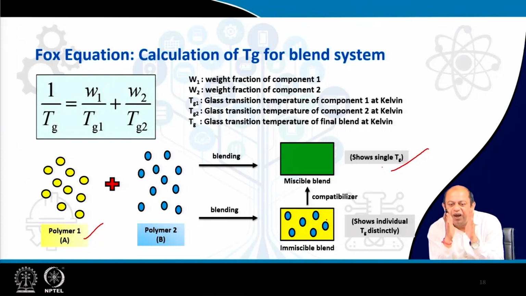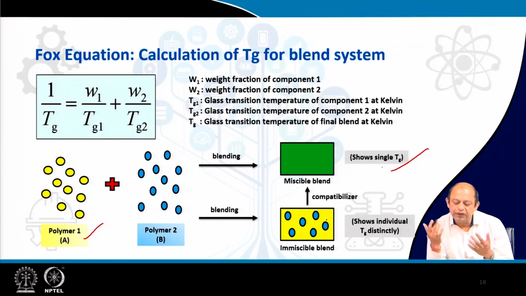Now, depending on how much the interaction is, suppose you try to make it more compatibilized, more miscible. How will it be reflected? Tg will try to come closer. One polymer has a low Tg, another has a high Tg. You have a compatibilizer, they will try to come close. And if it is fully compatible, fully miscible, you end up having one Tg.